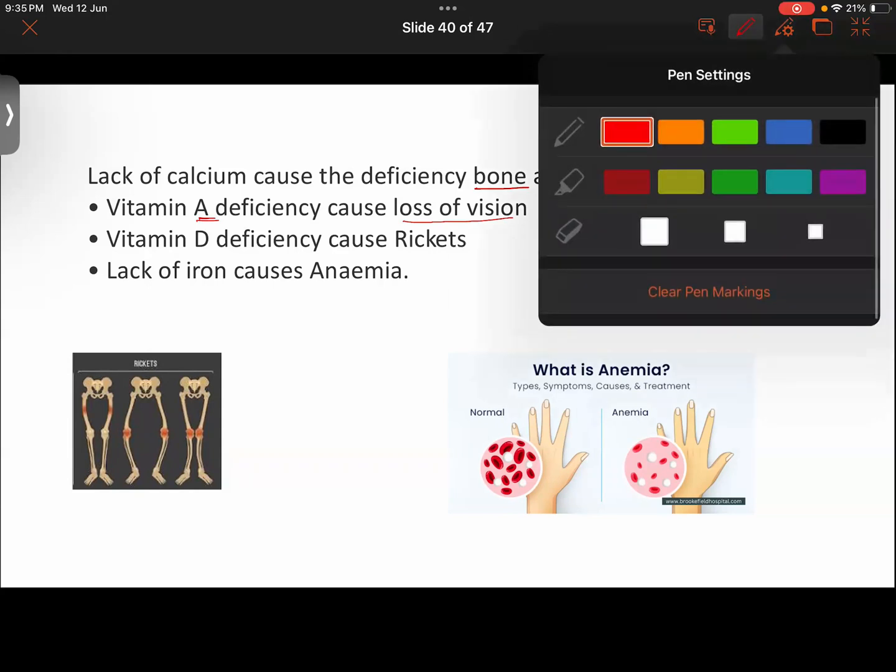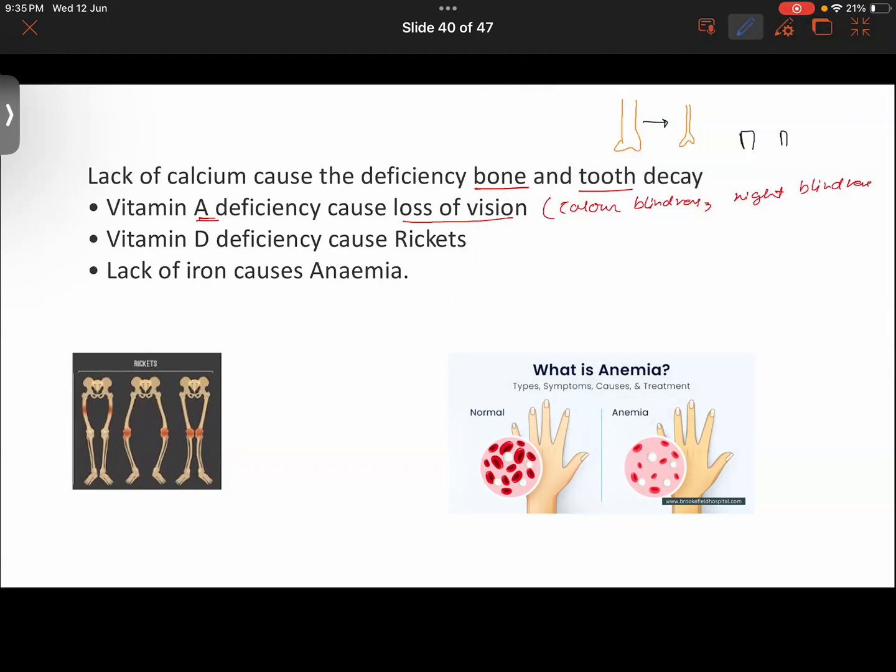Tell me, color blindness means? See, in color blindness, basically the person is unable to distinguish between particular colors. For example, in this case, the person would be unable to distinguish which is red color and which is green color. So he would confuse between red and green. Getting it now? The person is unable to identify which is red and green.